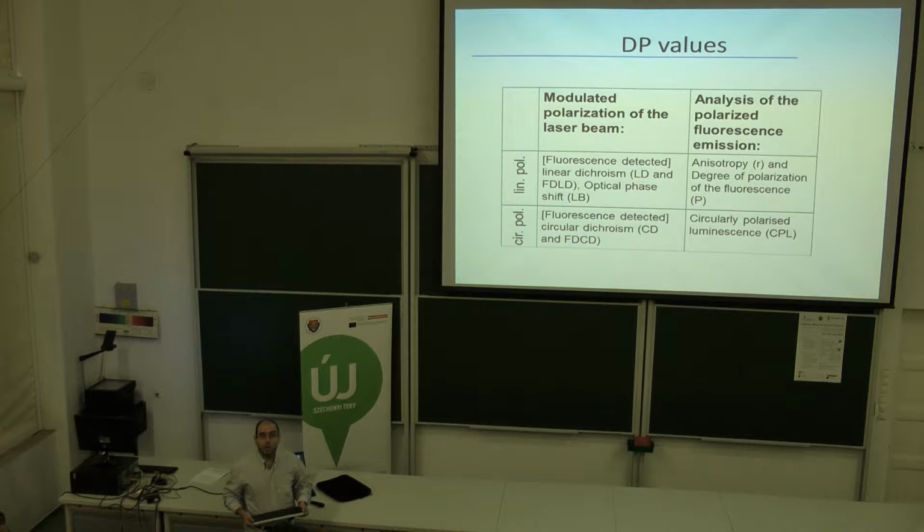By changing the measurement structure of the equipment, we can use linearly or circularly polarized light on the sample. We can modulate that light, or we can analyze the fluorescent light on the other side. These possibilities provide several different polarization parameters, which are listed here. Most of them can be measured in confocal regime, using all the advantages of the confocal microscope in lateral and Z resolution.